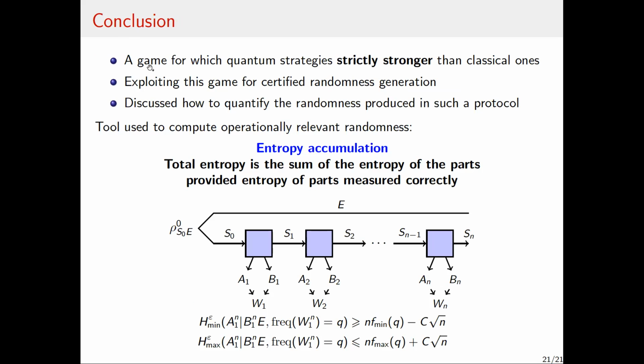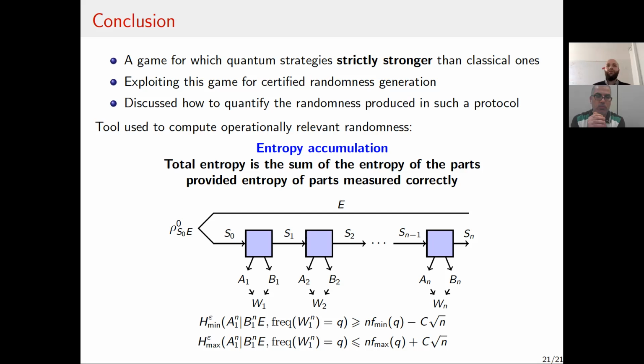So what I presented is a game, right? This simple game for which quantum strategies are strictly stronger than classical ones, where with quantum strategies you can do something that you could not do classically. And I showed you how you can exploit this to certify randomness generation. I also tried to discuss how to quantify the amount of randomness that's produced in such a protocol, and showed it was this function f. Okay, and I will stop here.